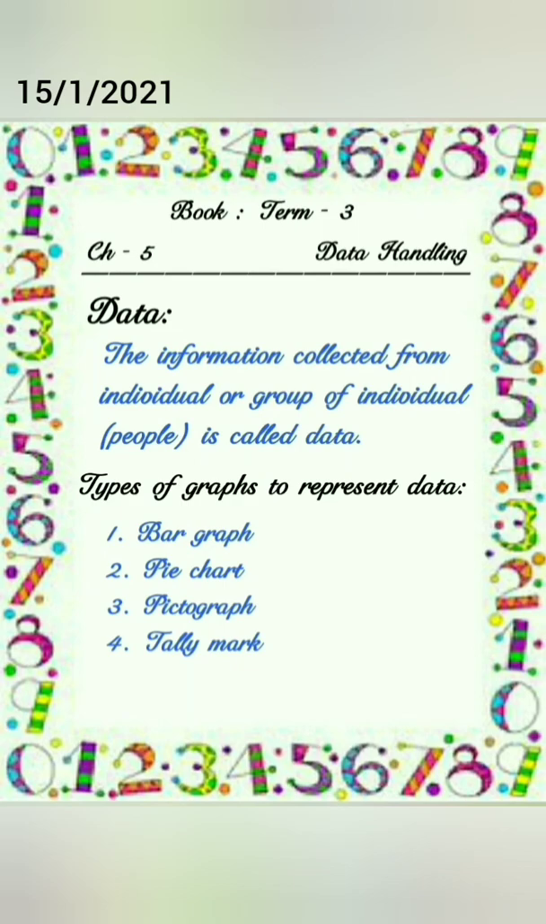The information collected from an individual or a group of individuals is called data. A group of individuals means a group of people. So in short, data means information that can be collected from a person or a group of persons. Now the next is, what is the meaning of data handling? Data handling means how to handle or represent the data to make it easier to understand.